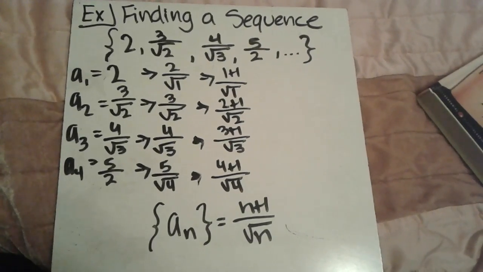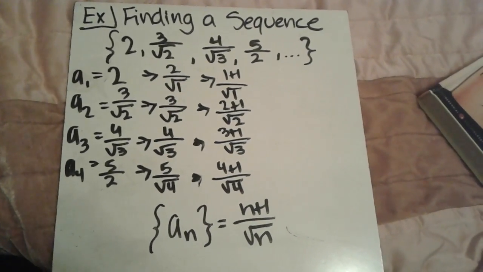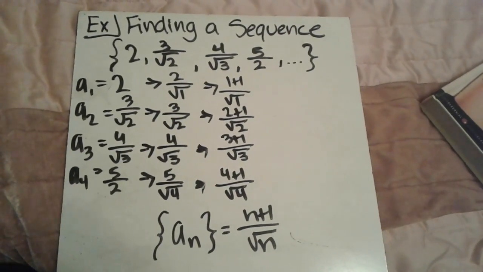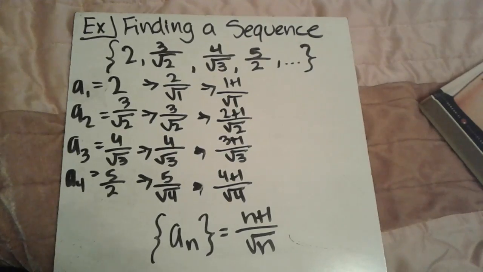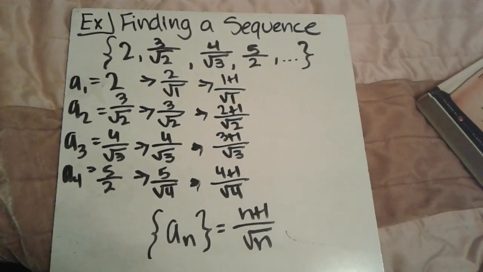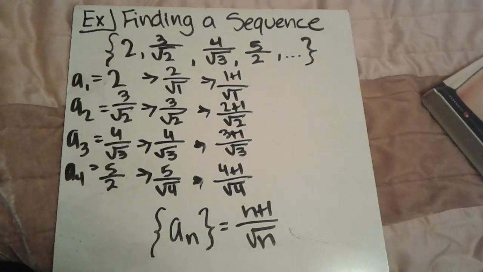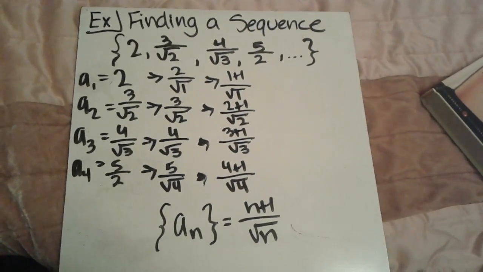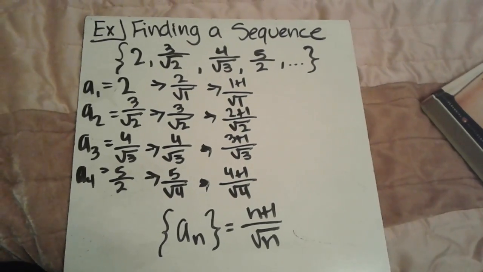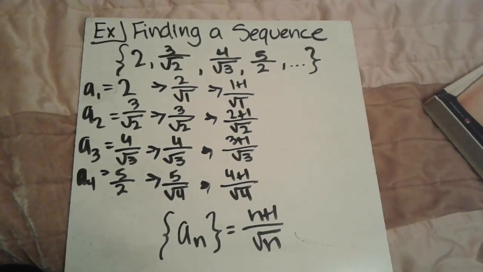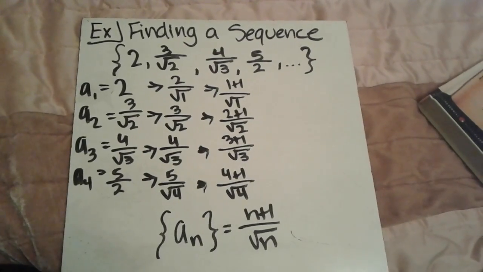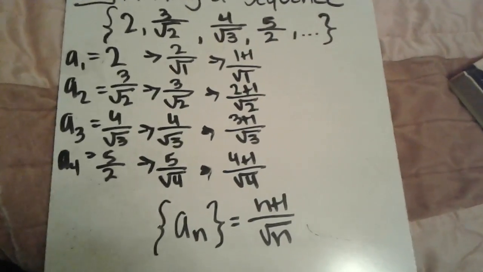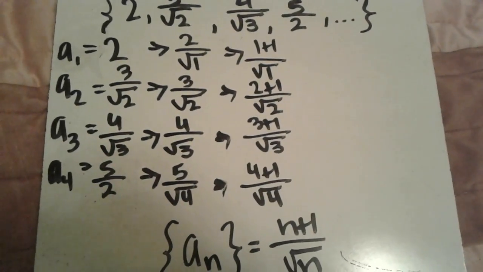This is a different example of finding a sequence. The sequence given to you is 2, 3 over root 2, 4 over root 3, and 5 halves. So to figure this out, you would separate each term knowing that 2 is a of 1, and 3 over root 2 is a of 2, 4 over root 3 is a of 3, 5 halves is a of 4. So when listing them out separately like this, you could differentiate it more.